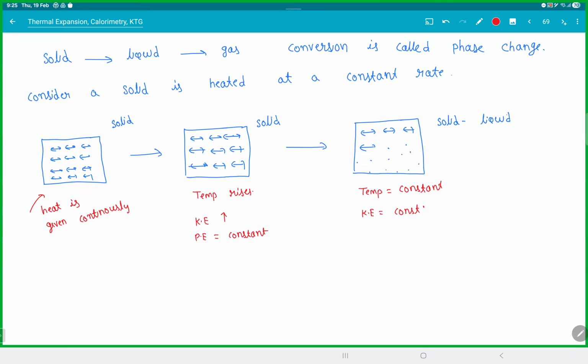So that was the question. If heat is given to the body, should the temperature increase? Not necessarily. Whatever heat you're providing is used to break the bonds. That is the reason potential energy will increase.